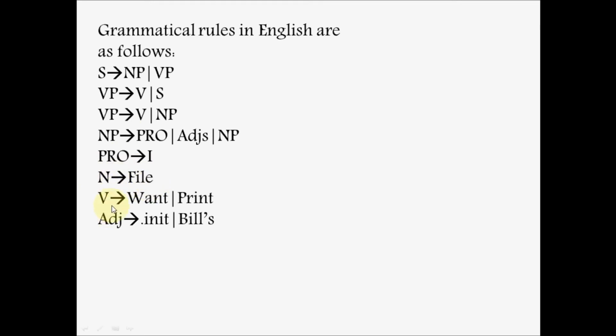Now, what are verbs? Want, print: these are the words in that sentence which are verbs. And what are adjectives in that particular sentence? .init and bill apostrophe s, bills: these are all adjectives. So these are the grammatical rules in English. This is how they are written. Okay.